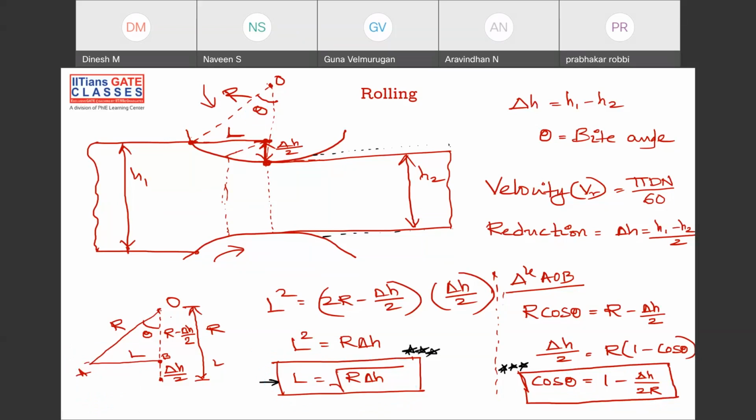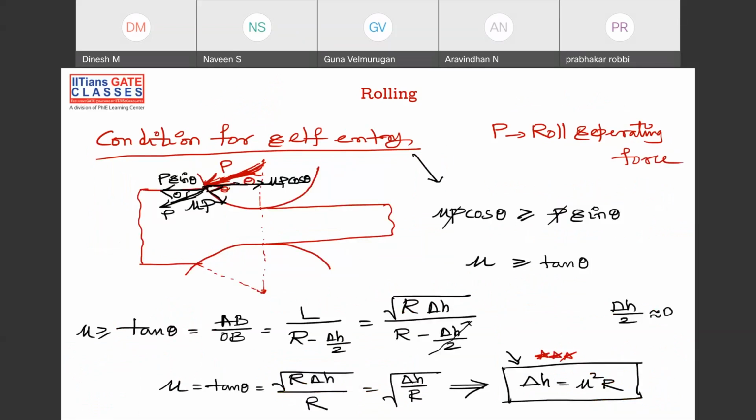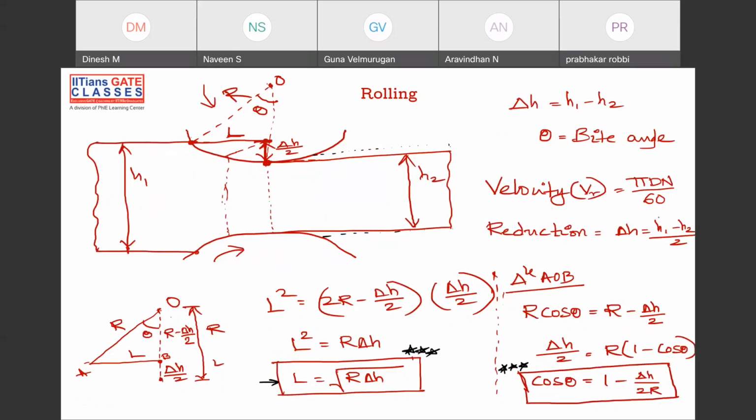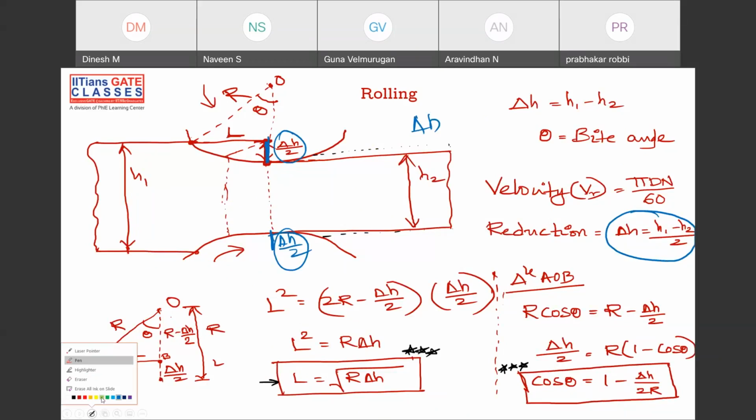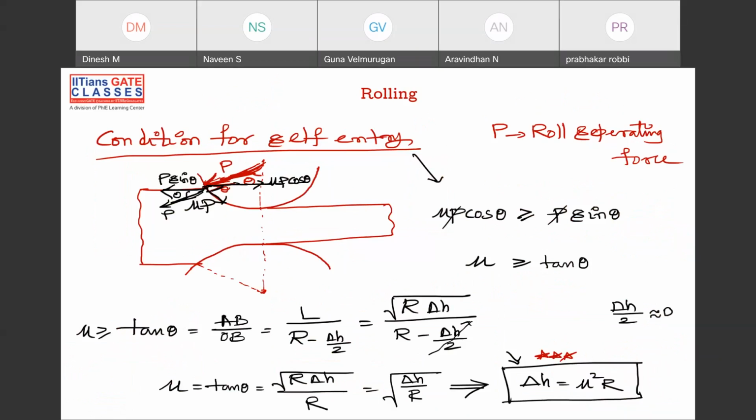Next. Also one more thing you have to remember is the reduction. This is called reduction. That is delta H, H1 minus H2, by 2. That is the reduction that is happening in this direction. Here also delta H by 2 will happen. So total reduction is delta H. Delta H by 2 plus delta H by 2 will give you delta H. Okay, so please do remember.